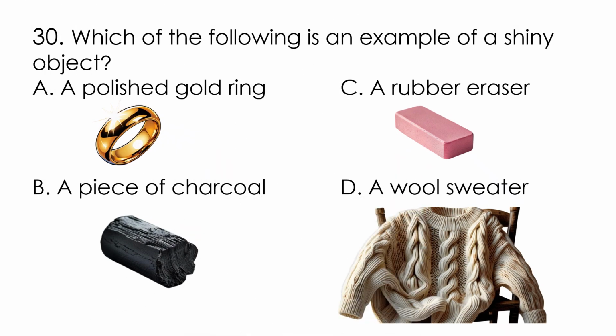And last, for number 30. Which of the following is an example of a shiny object? A. A polished gold ring. B. A piece of charcoal. C. A rubber eraser. And letter D. A wool sweater. What is your answer, kids? Of course, it's letter A. Good job, kids!